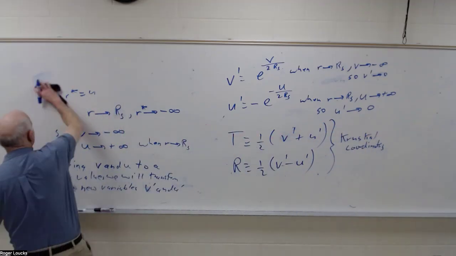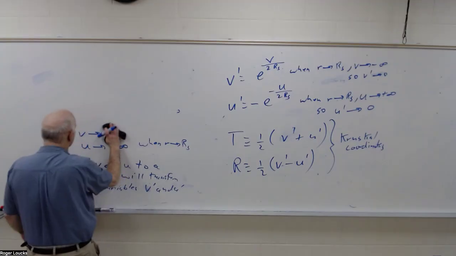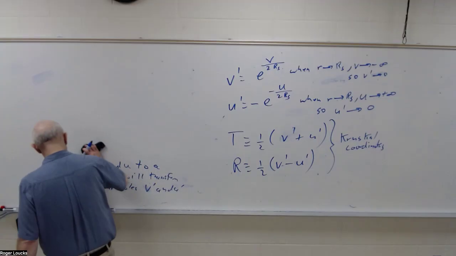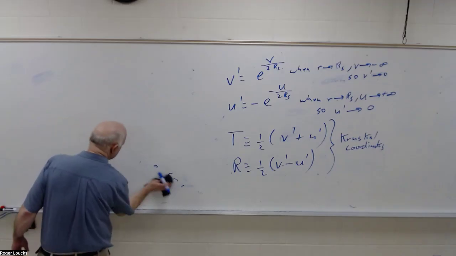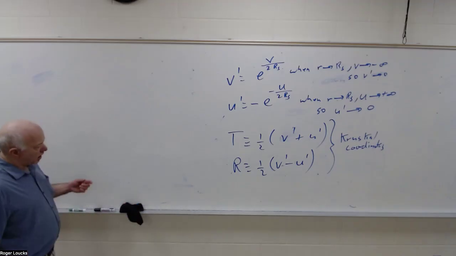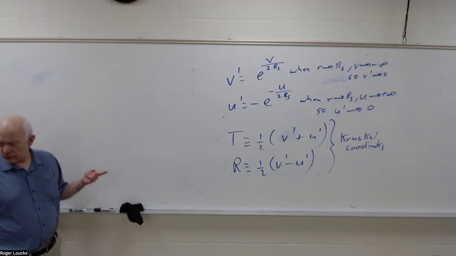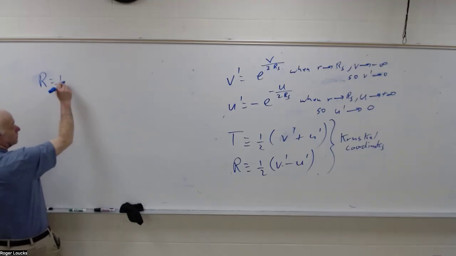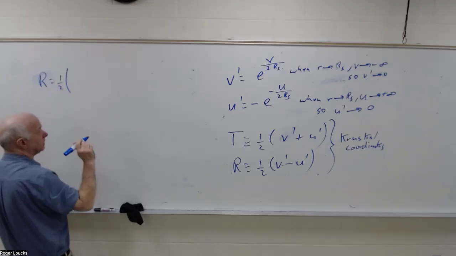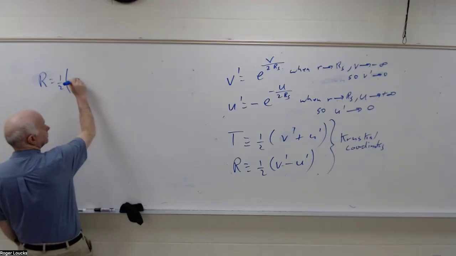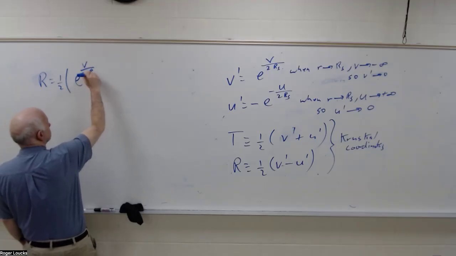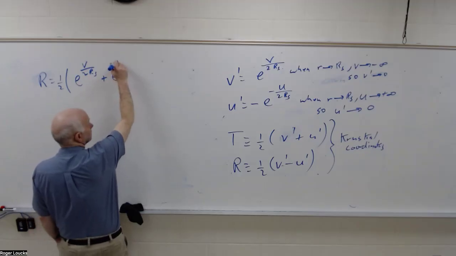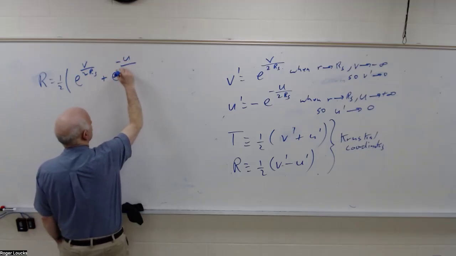And what did we find out happens? Let's do one of them again, then we'll jump to the other. Did we do T last time, right? So why don't we just do this thing? So this is going to be 1/2, and V prime is my buddy here. V prime is going to be this e to the V over 2R_S, and this is going to be minus and a minus, so plus e to the minus U over 2R_S.